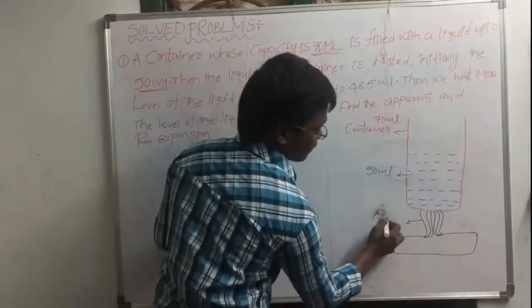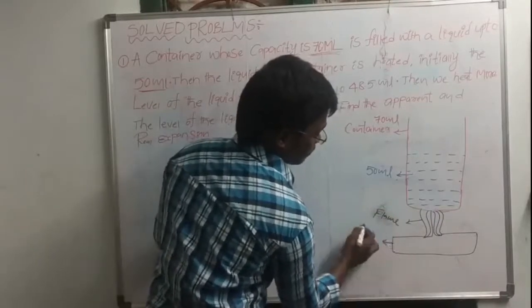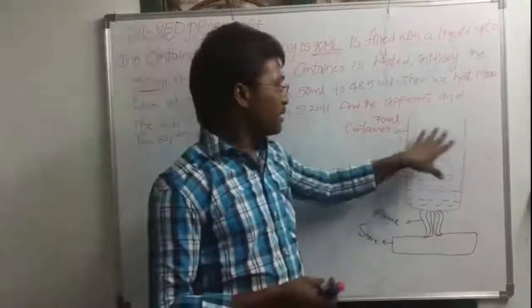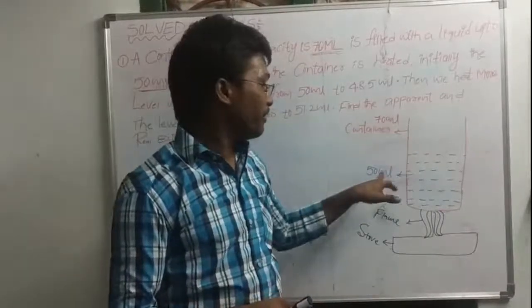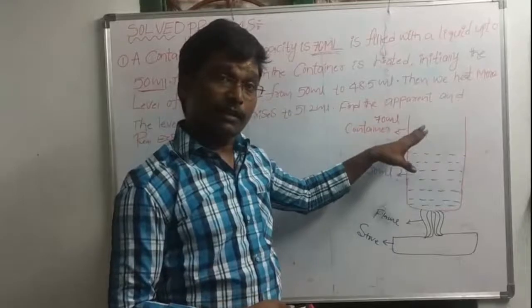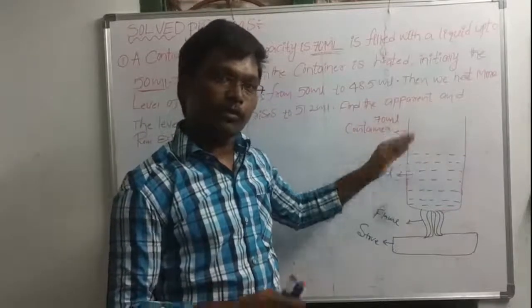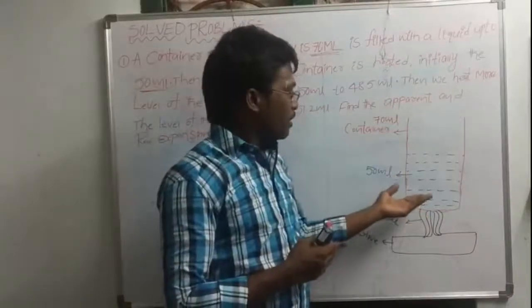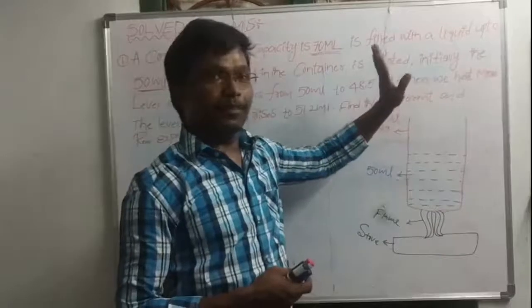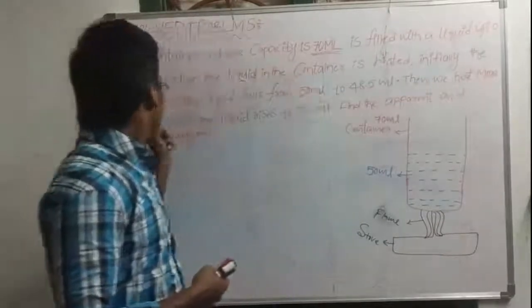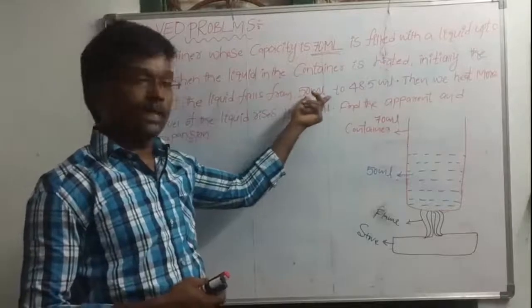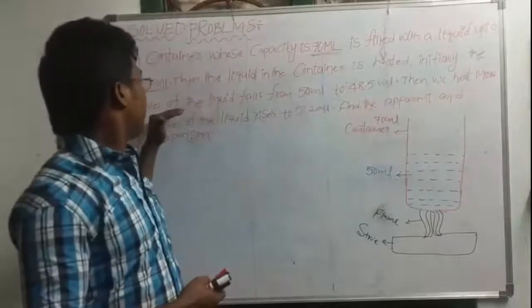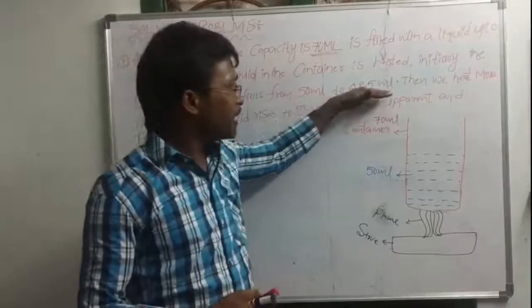So please see, this is the container, its capacity is 70 ml, but I poured 50 ml of liquid. After that I am heating this container. So when we are heating, what should we do? Usually we should keep that container on the stove. So the container is heated. Initially the level of the liquid falls from 50 ml to 48.5 ml.